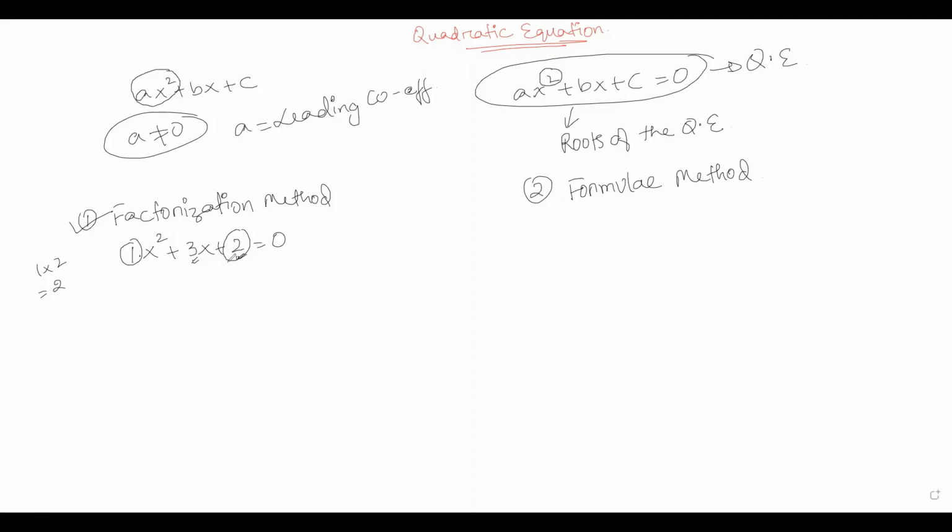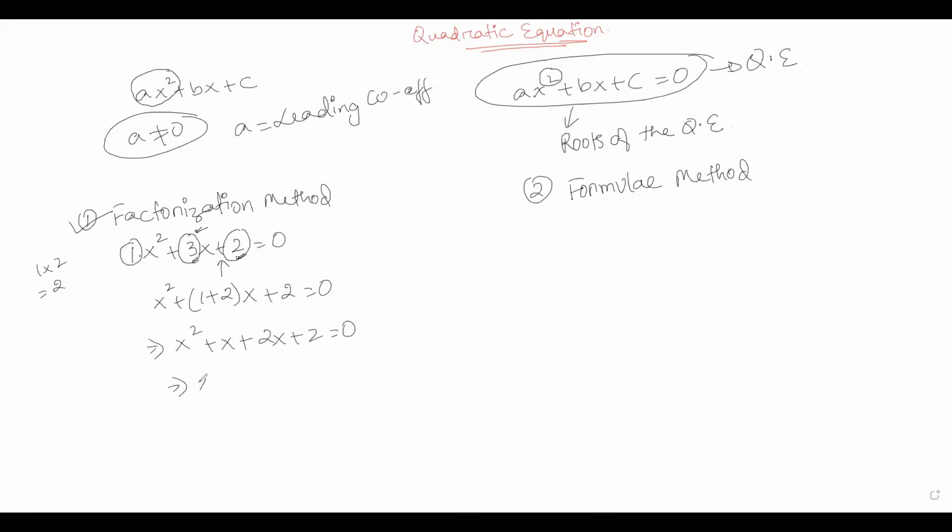Now, using the sign of this constant term, which is plus in this case, I need to make this 3, that is the coefficient of x. And we can do that simply by adding the factors of 2, that is 1 plus 2, which will give us 3. So this can be written as x square plus (1 plus 2) times x plus 2 equals to 0. Now again, this can be broken down as x square plus 1 times x would be x plus 2 times x would be 2x plus 2 would be equal to 0.